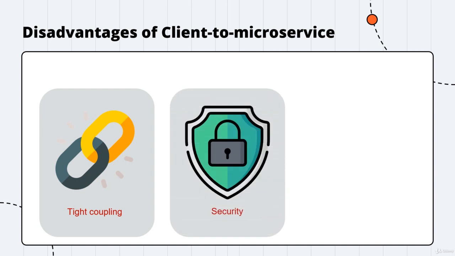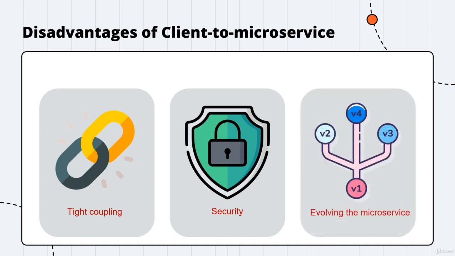Then all of our microservices are directly exposed to the outside world, which means we need to put strict measures in place for all the services individually. Then if you make changes on the API calls, the apps that are using these API endpoints will also be impacted. So a versioning strategy will have to be put in place for sure. These are just a few disadvantages of client to microservice communication.